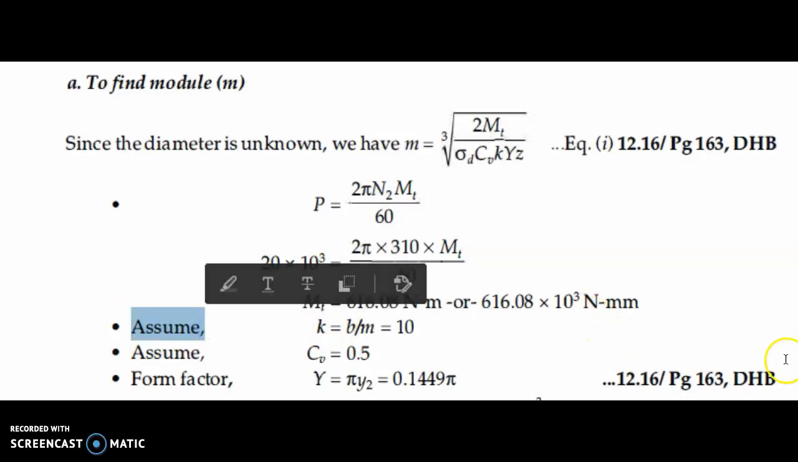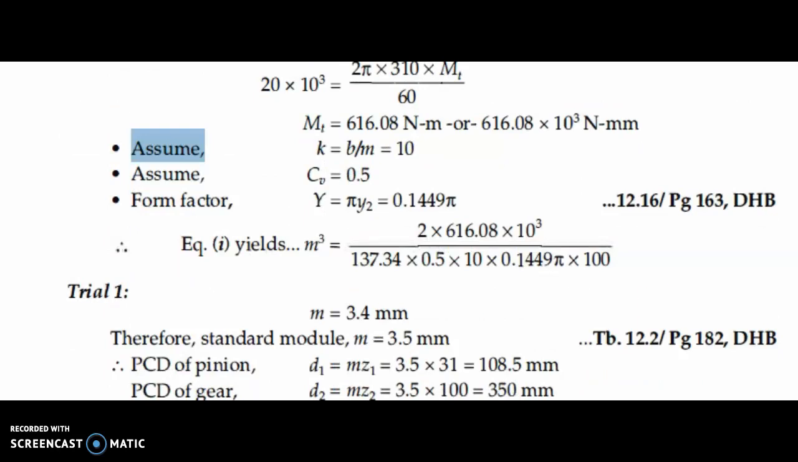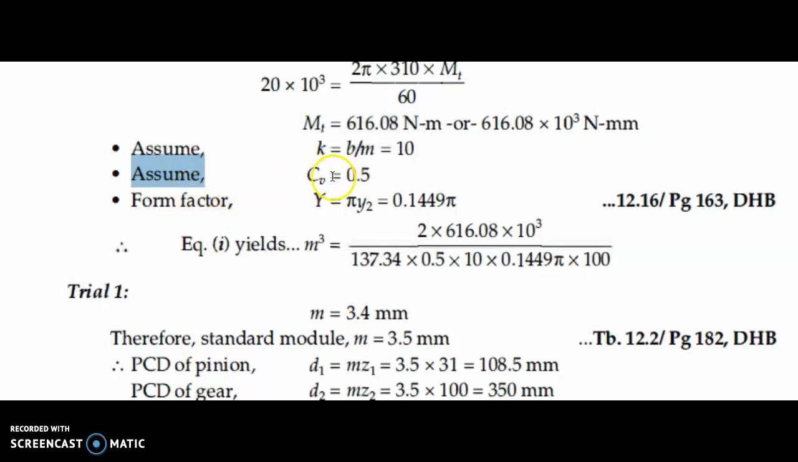Okay, some assumptions we need to take to complete this answer. Assume k is equal to 10, that is b by m, which is already given in our data book. Cs is directly given in the question, but Cv is an assumed value. Assume Cv is equal to 0.5. After some time I can show how to take that value from our calculation.